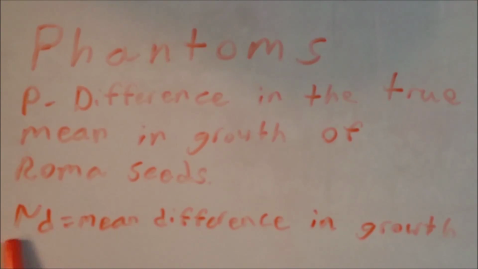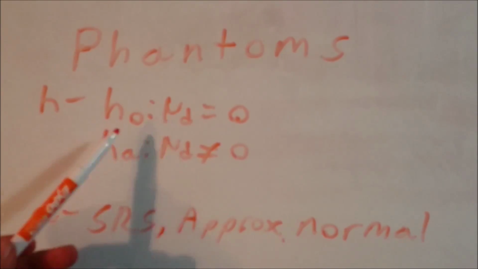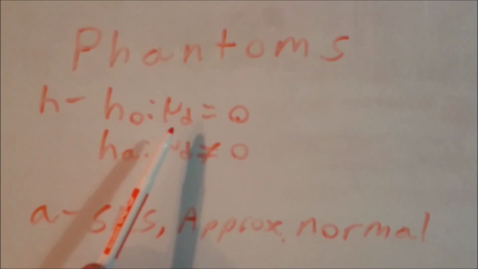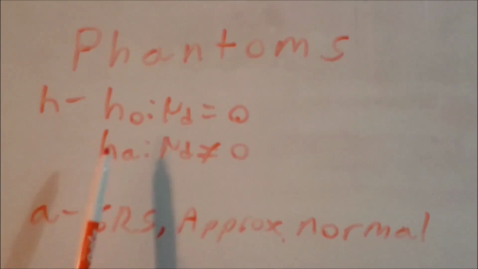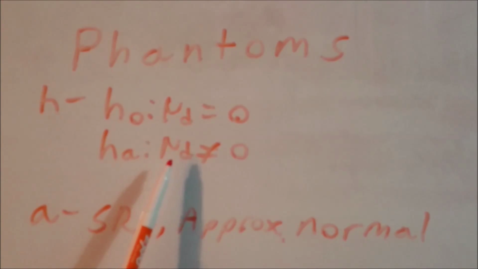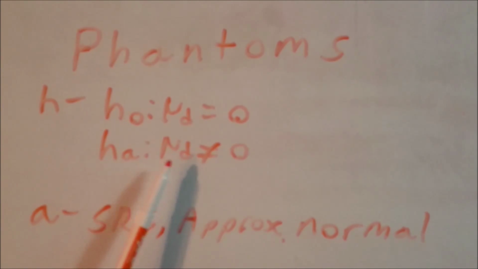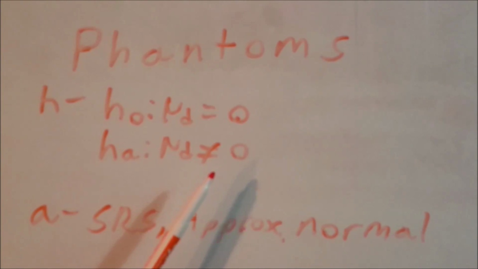And we would define this mean of difference, so like the mean difference equals the mean difference in growth in inches of the seeds. For H, hypothesis, the null hypothesis is the mean difference is equal to 0, and what you're testing is the mean difference is not equal to 0. So you're testing for if the mean difference is not equal to 0.